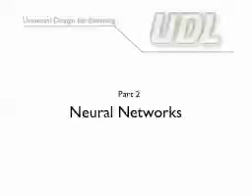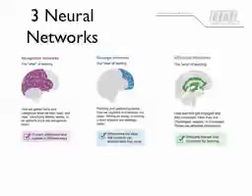Welcome to part 2 of Universal Design for Learning, Neural Networks. We're going to start with the 3 neural networks: the recognition network, the what of learning. This is the part that identifies objects and assigns patterns.